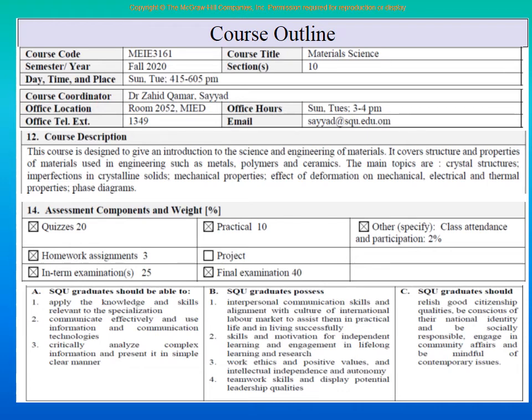Now SQU has certain attributes, A, B and C, that SQU graduates should have: A1, 2, 3, B1, 2, 3, 4, C. So you should know them, because when we decide which parts of these our course covers, then we write SQU A1 or SQU B2 and so on.